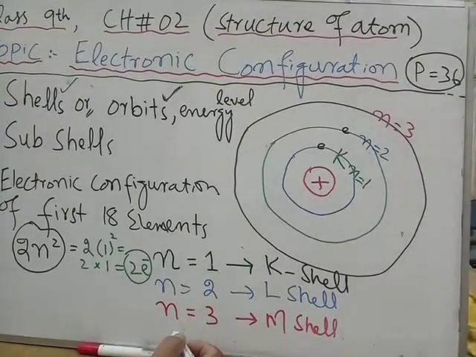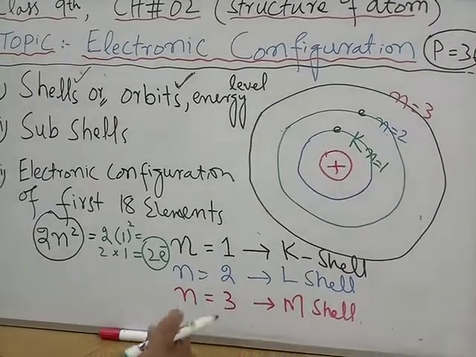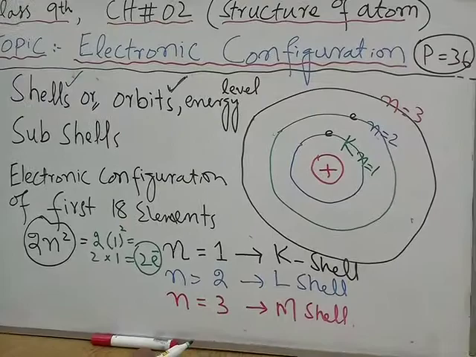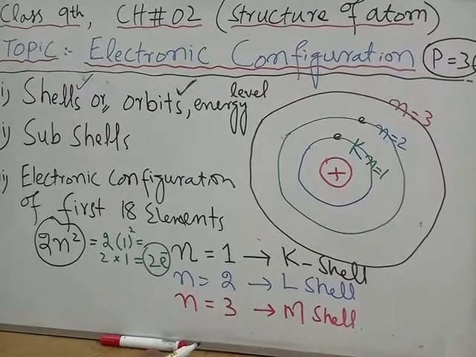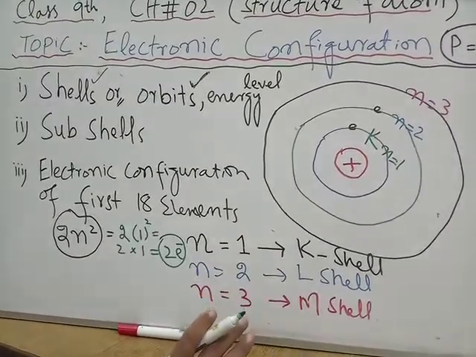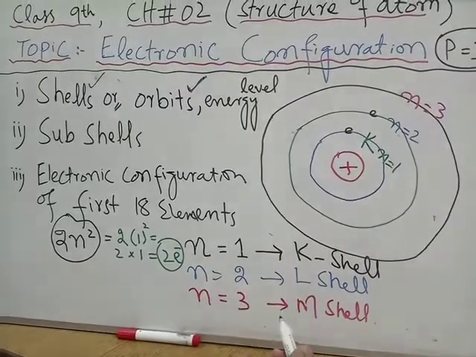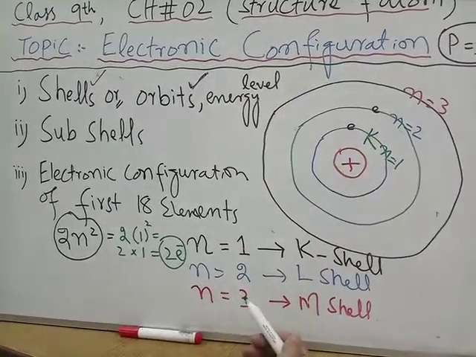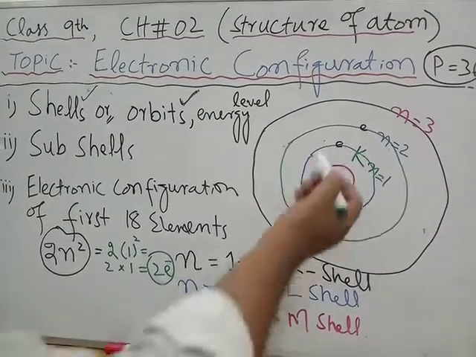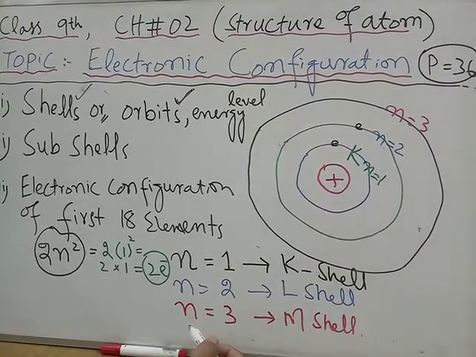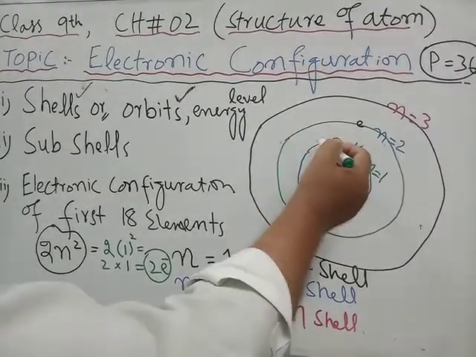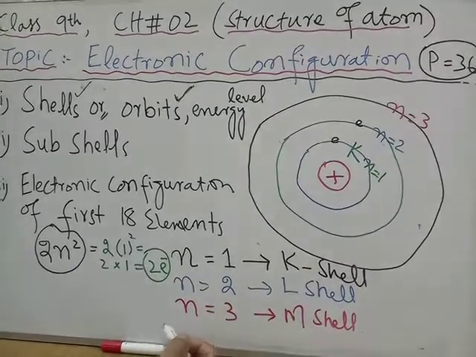So the first shell can accommodate a maximum of 2 electrons, never more than 2. Yes, there can be fewer than 2. For example, in hydrogen there is a single electron, so the first shell has just 1 electron, nothing else. Helium has 2 electrons. If an atom has 3 electrons, then the next electron will go to the higher shell.